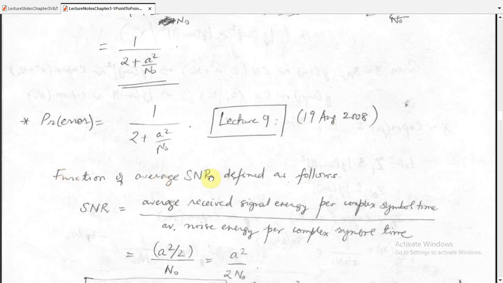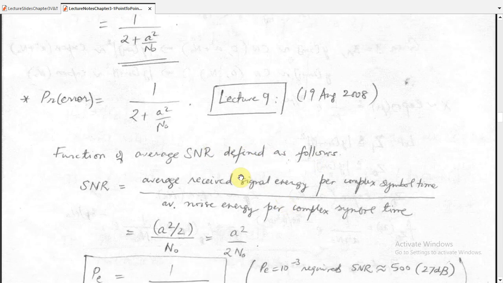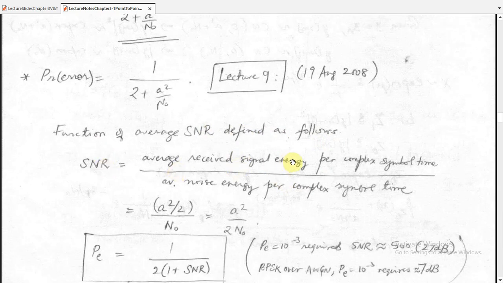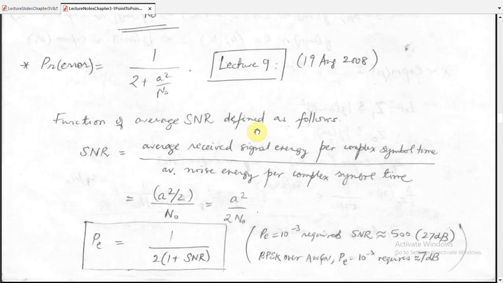The average SNR is defined as follows. SNR is equal to the average received signal energy per complex symbol time divided by the average noise energy per complex symbol time, which is equal to a square over 2 divided by n naught, that is equal to a square over 2n naught. So hence, if we put this value in the equation we just found for probability of error, we get that the probability of error is equal to 1 over 2 into 1 plus SNR.